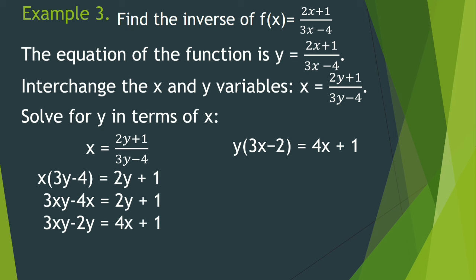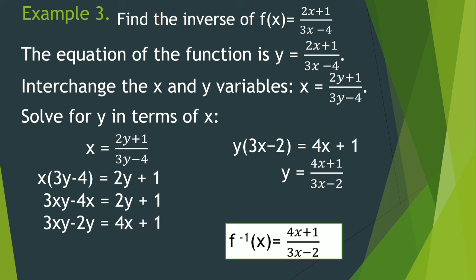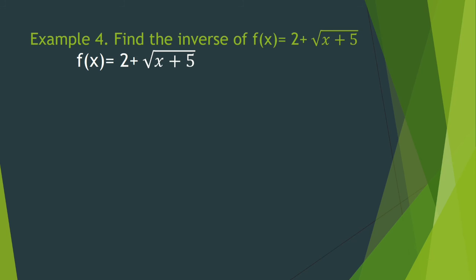And then, para mawala yung kakabit ni y, divide natin by 3x minus 2. So, ang natira na lang, y is equal to 4x plus 1 over 3x minus 2. So, we have now f inverse of x is equal to 4x plus 1 over 3x minus 2. Our last example, example number 4.